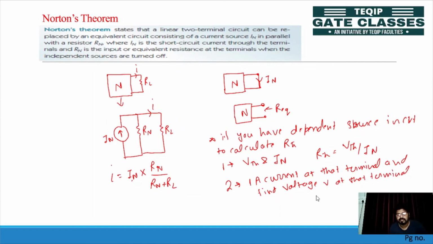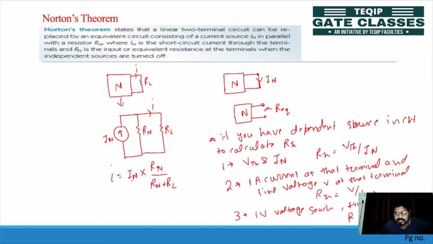Then your RTH will be V by 1 ampere. Third one: take a 1 volt voltage source at that terminal and find the current from the voltage source. Find I. Then your RTH will be 1 by I.